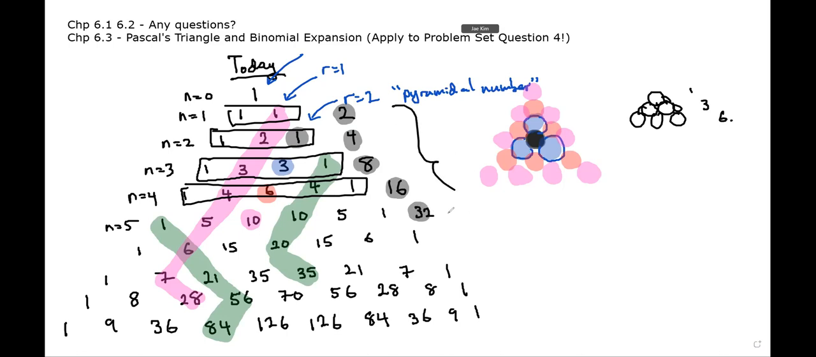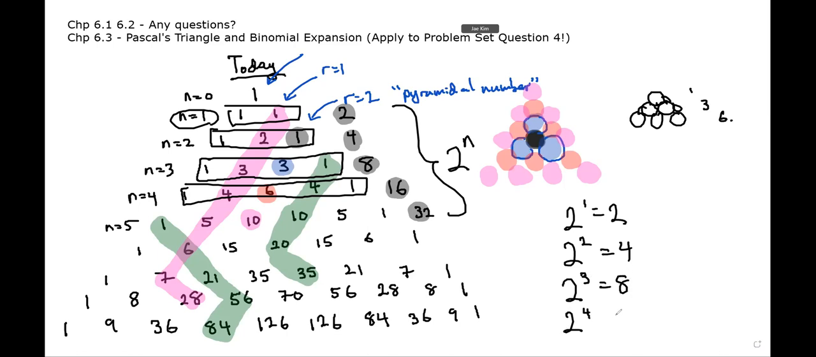All of these are values of the exponent with the base 2. 2 to the power of n. What is n? The n corresponds to the row number. 2 to the power of 1 is a 2. 2 to the power of row 2, that's a 4. 2 to the power of row 3, that's an 8. 2 to the power of row 4, that's a 16. Is that coincidence? In a sense, it is. And that's why Pascal's triangle is so weird. Such an interesting concept, or I won't even say concept, just an interesting pattern.